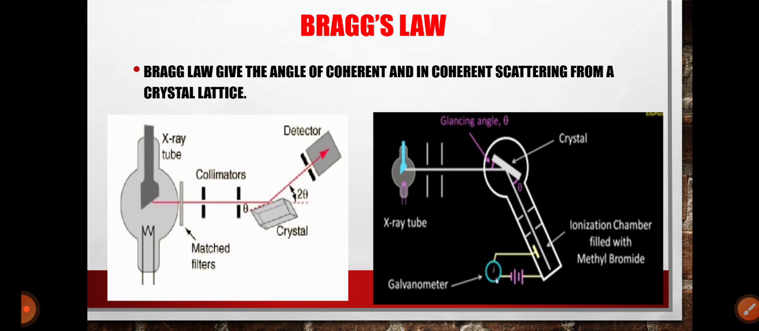Then Bragg's law. In Bragg's law, various apparatus are used, such as X-ray tube, collimator, filter, crystal, and detector. So X-ray is incident on the crystal from the X-ray tube, and it is transmitted through the filter and collimator, and it is incident to the crystal, and it is diffracted into different directions, and this diffracted ray is detected in the detector.